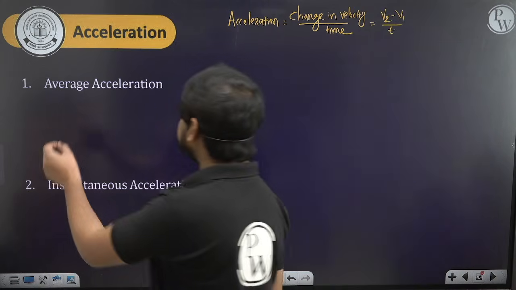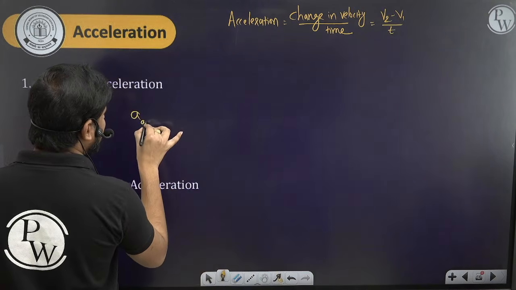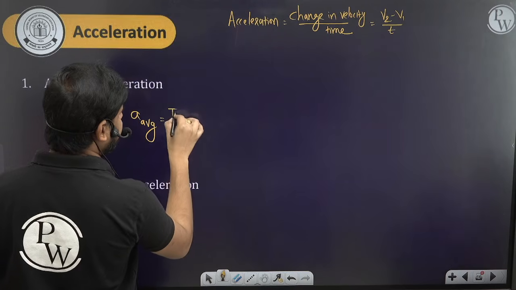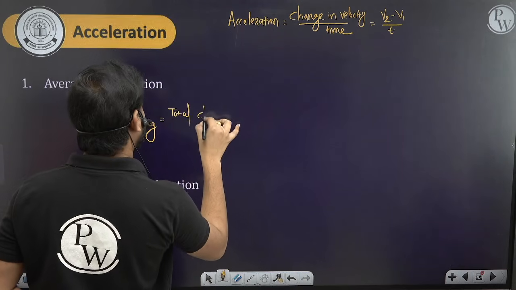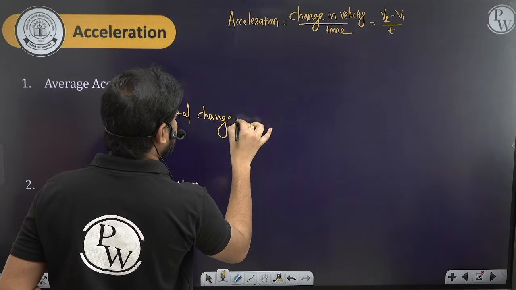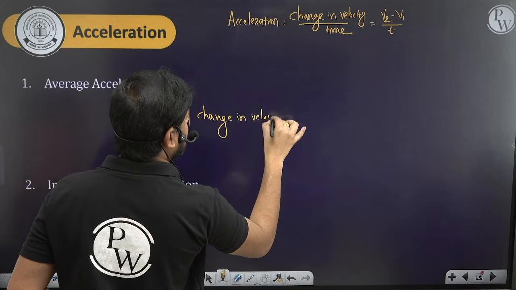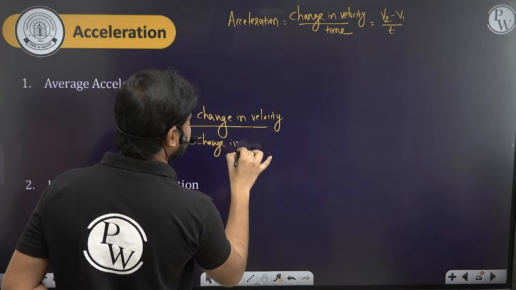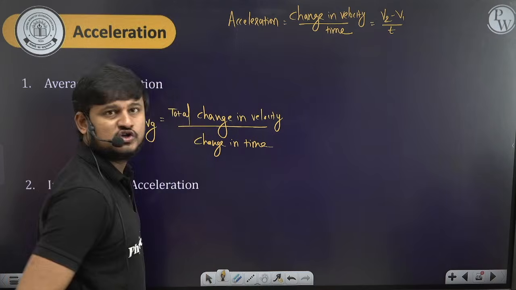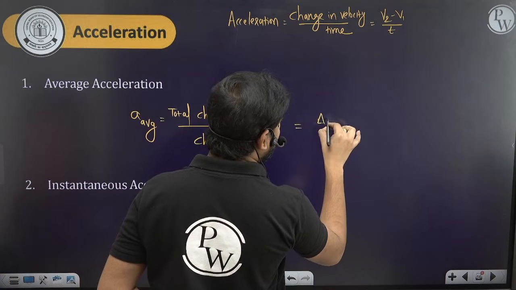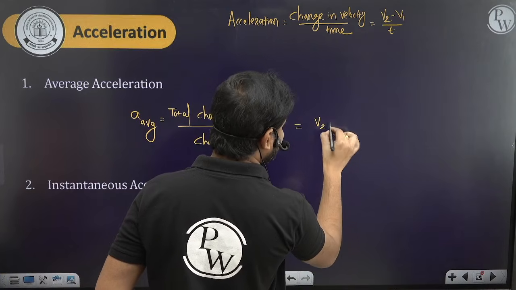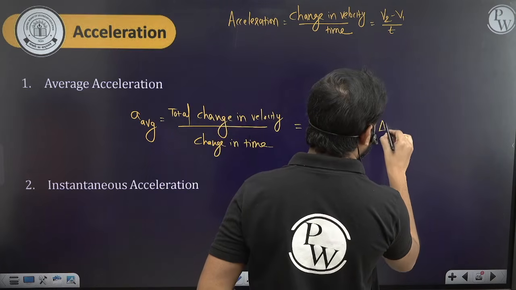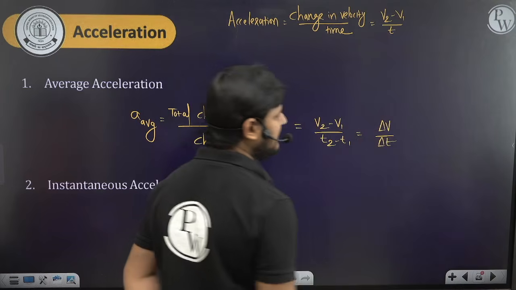Whereas what is average acceleration? The average acceleration is the total change in velocity by the change in time, over a period of time. So it's delta v, or first write v2 minus v1 by t2 minus t1, which is nothing but delta v by delta t.